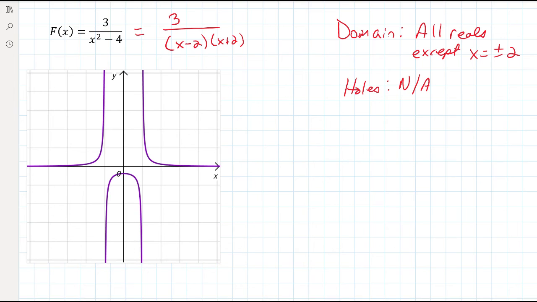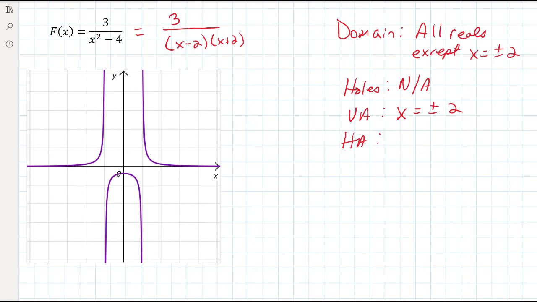Nothing's canceling. That means we're going to have two vertical asymptotes at both a positive and negative 2. So we should have two vertical asymptotes. Okay. Horizontal asymptote. Well, let's see here.